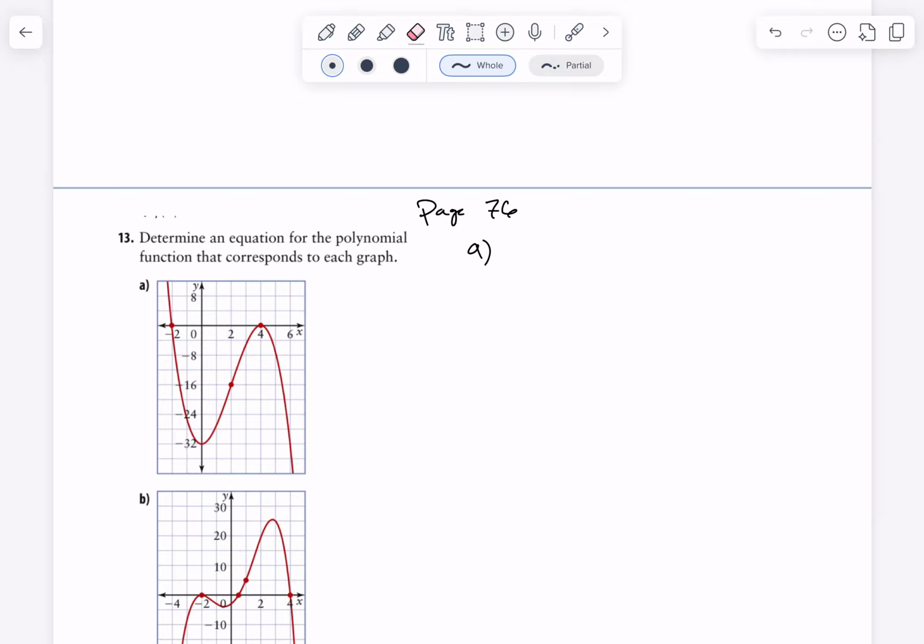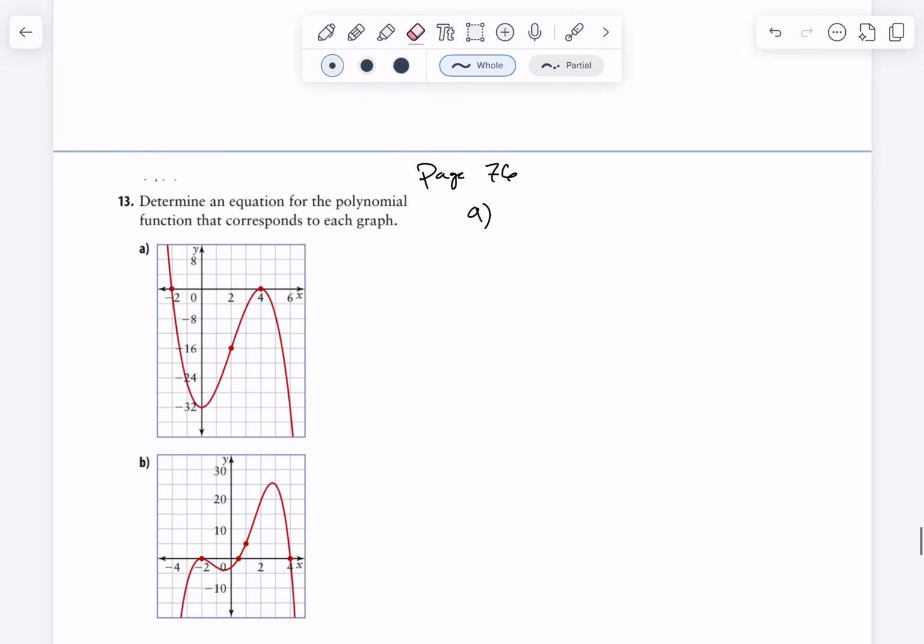All right, this is number 13 from your review. Essentially what they want us to do here is solve for the equation of the polynomial using the information that's been provided to us on each of these two graphs. So I'm going to do part A. I think we'll call it f of x again. All right, so that's the function f of x.